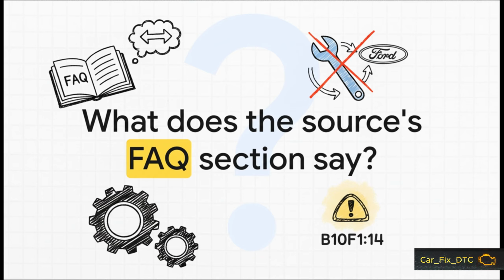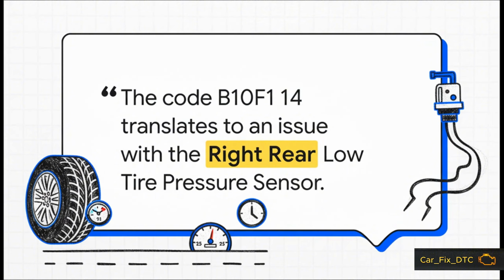So, what's the other theory? And I am reading this to you word for word from the source's own FAQ. The code B10F114 translates to an issue with the, get this, right rear low tire pressure sensor. It says the code gets triggered if you go over 25 miles per hour for a couple of minutes, and that sensor doesn't send any data. We're talking about a completely different part of the car.